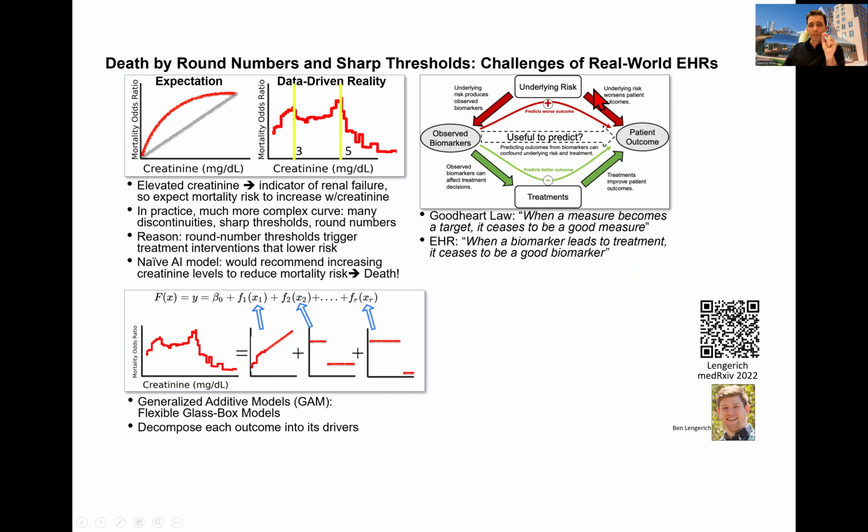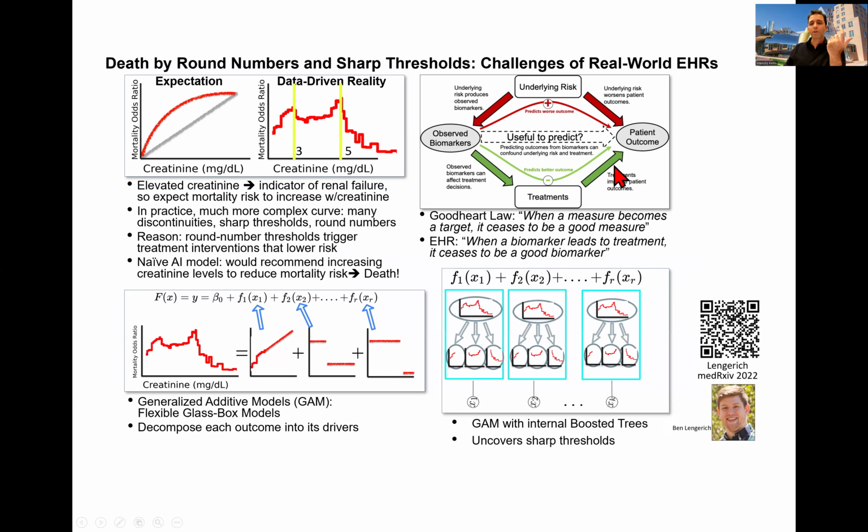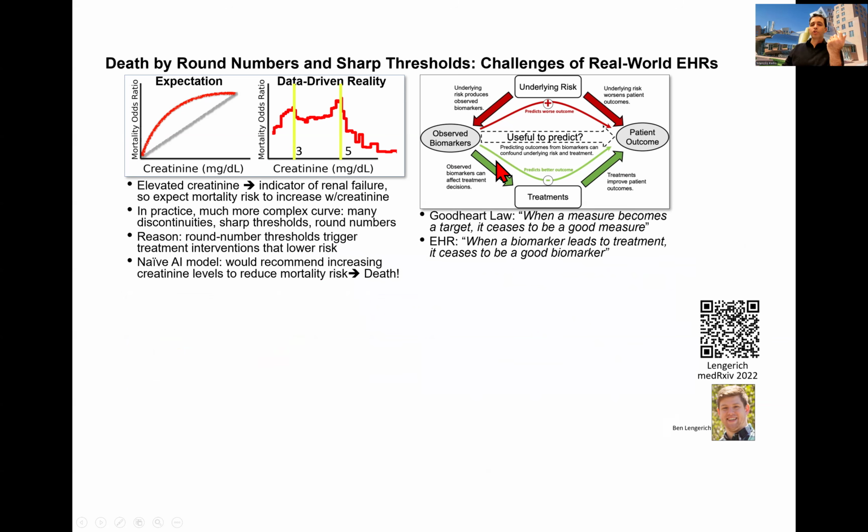But the problem is that when the biomarker is actually very predictive of the patient outcome, this is actually used by the doctors to provide better outcomes. And therefore, the treatment will be based on the biomarker. And the treatment itself will now predict a better patient outcome. Is everybody with me here?